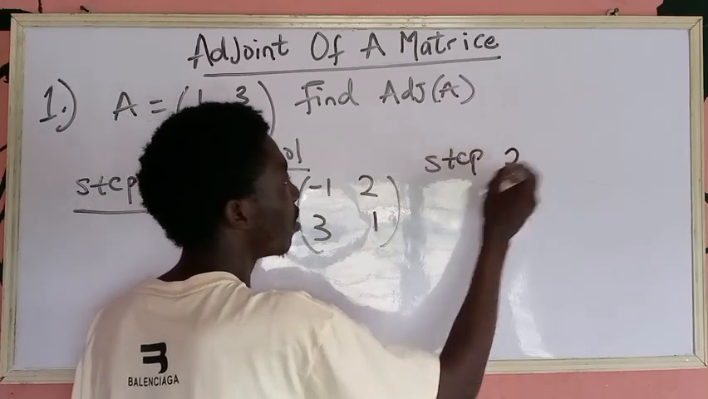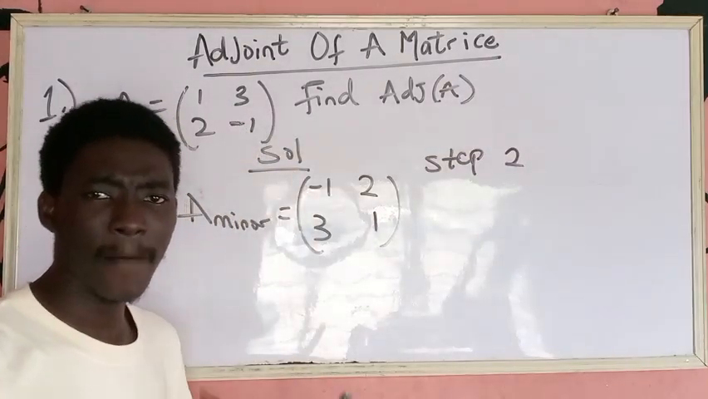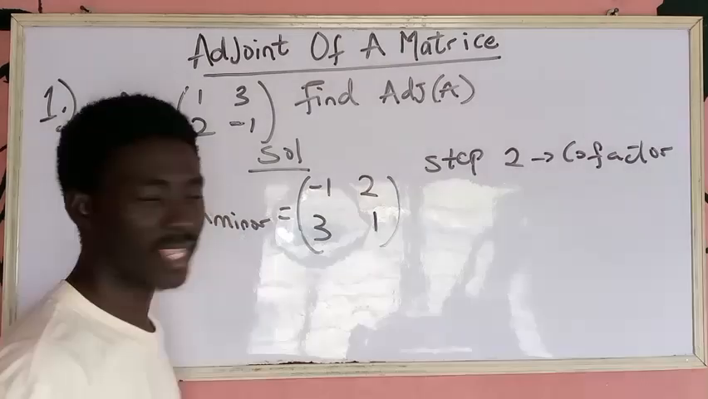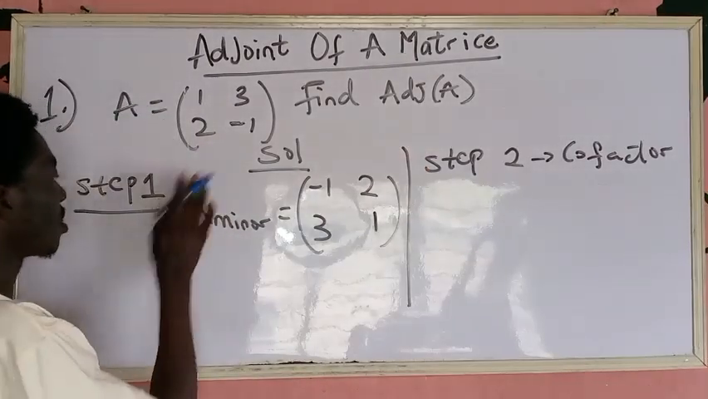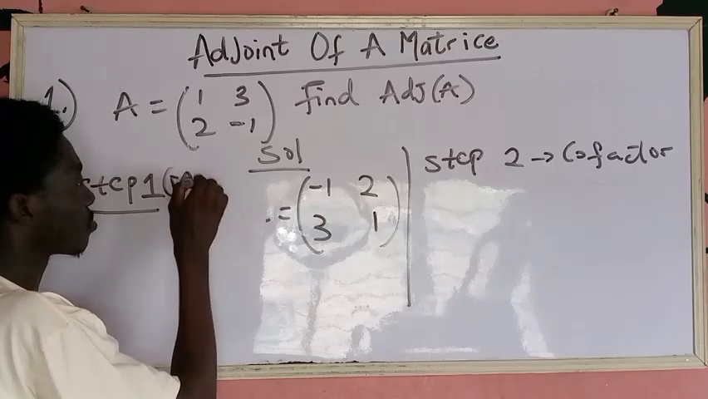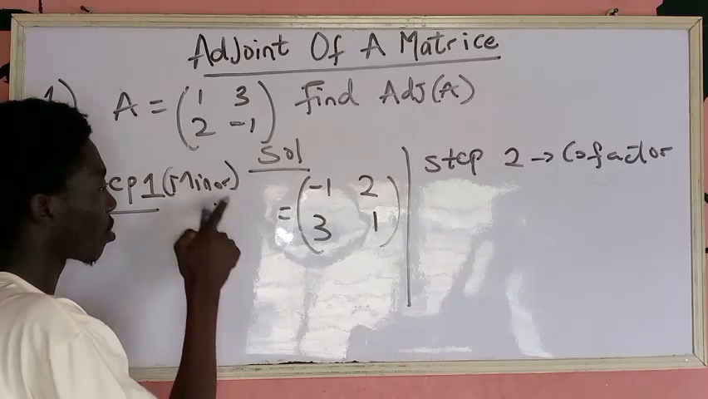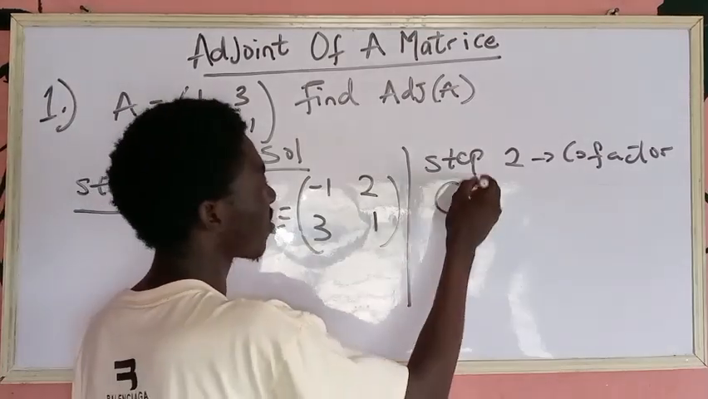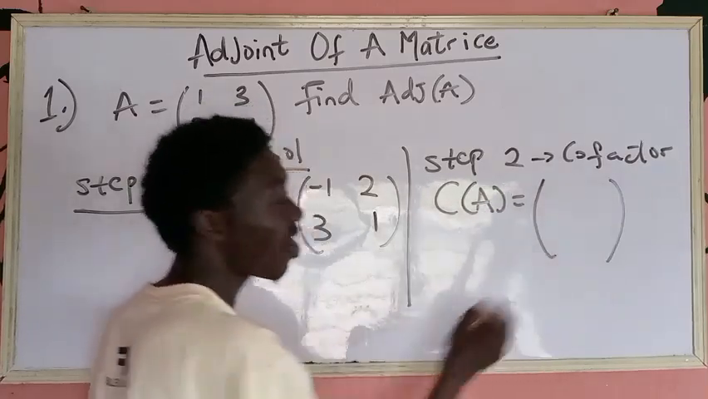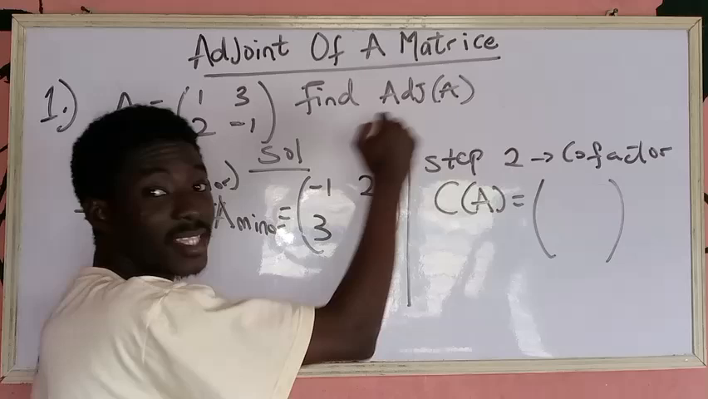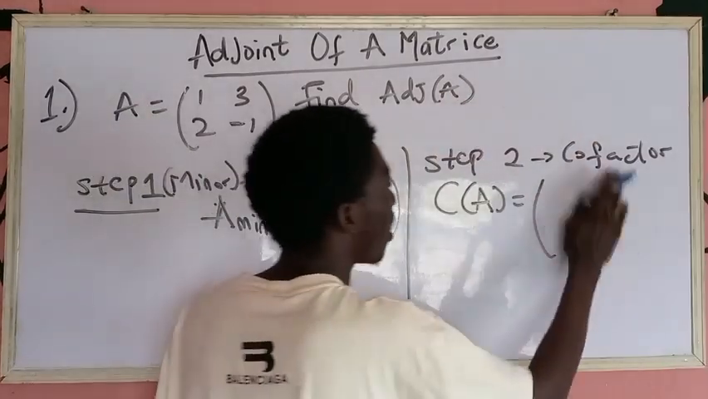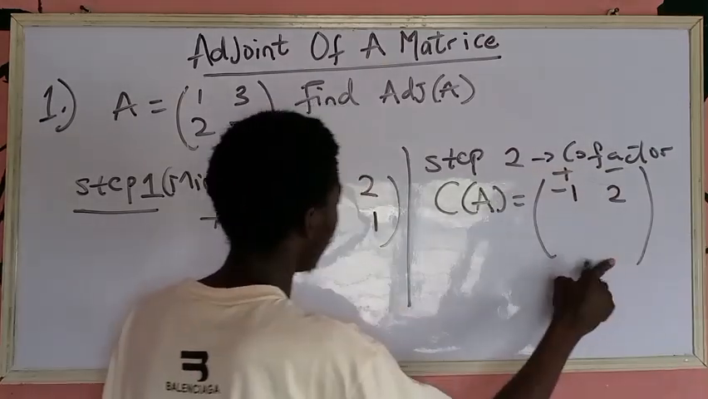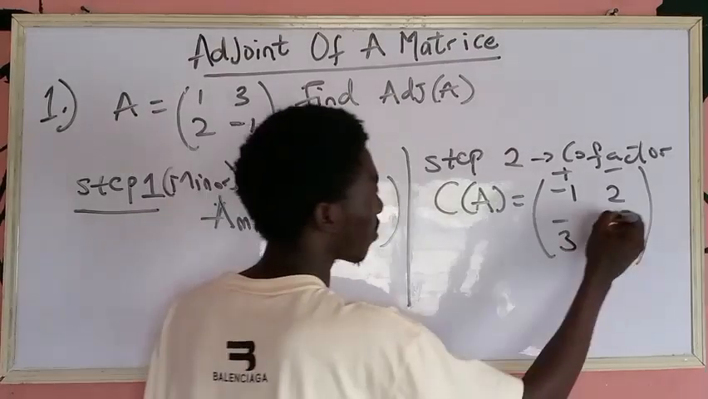Step 2, I'll take the cofactor. Cofactor, that's step 2. Step 1 is the minor. Now what is step 2? We want the cofactor of A. The cofactor of A is found by putting plus, minus like that, minus, plus like that. So I'll have a plus of minus 1, minus of 2, minus of 3, and plus of 1.